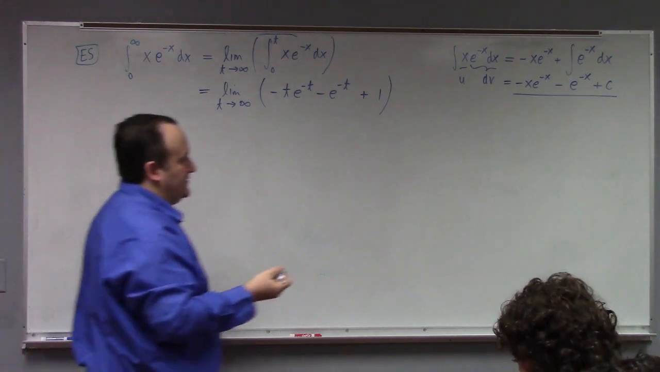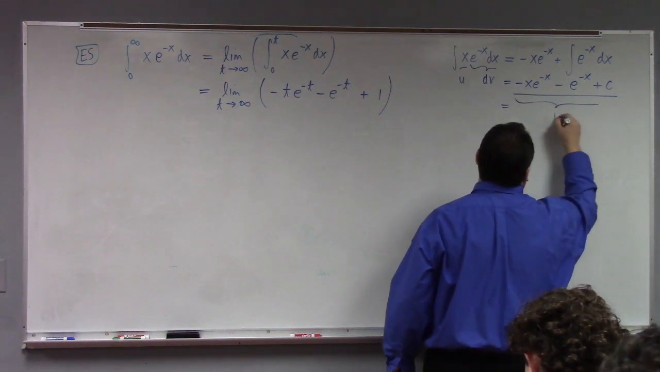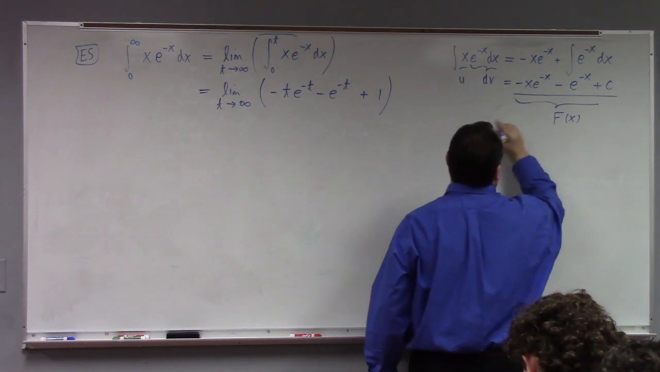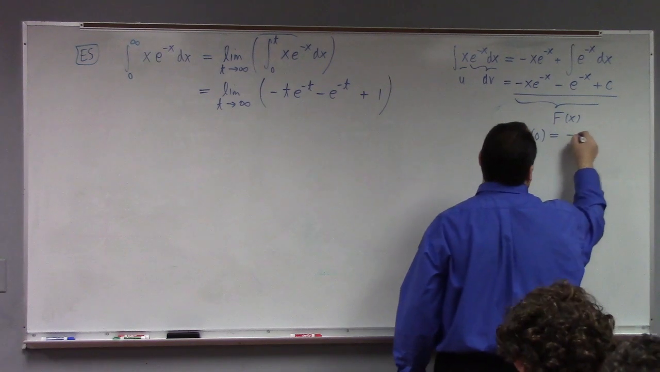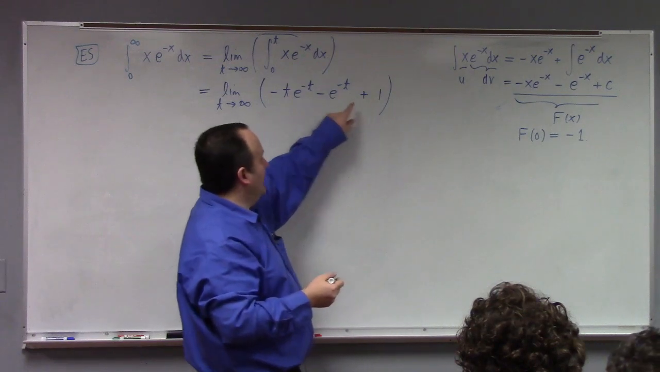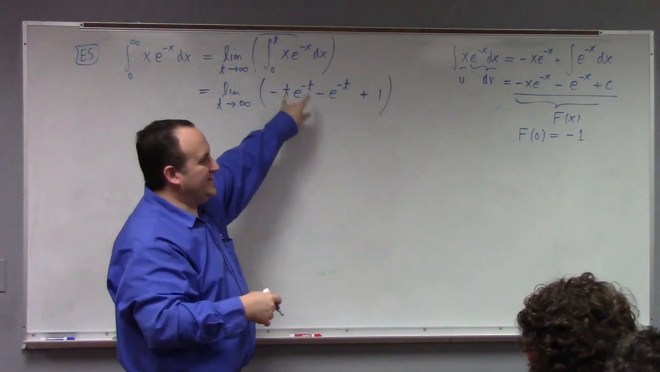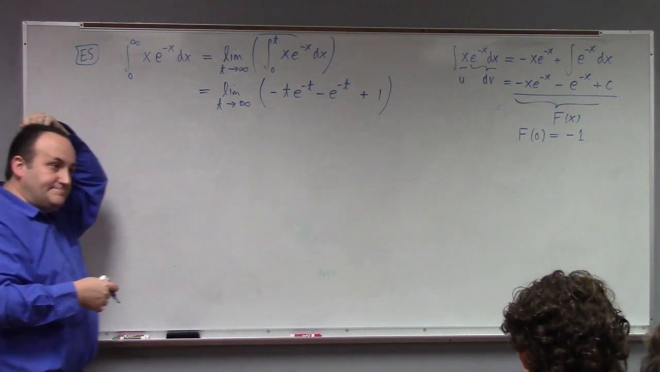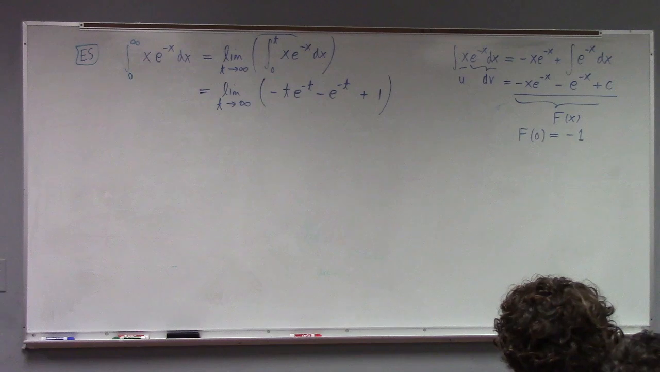So all I'm doing is calling this thing here big F of x, and I'm observing that f of 0 is equal to minus 1. That's where this plus 1 comes from. And then this is f of t. And we can make c equal to 0. It doesn't matter, it cancels. How do you calculate that limit?